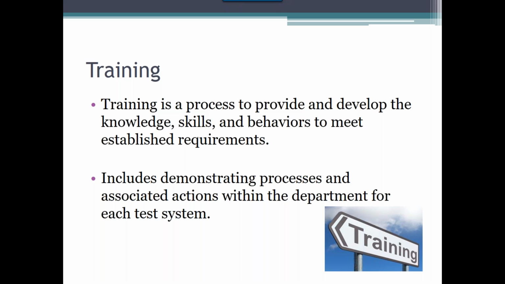A solid training program is the first step in the successful onboarding of new employees. Training is the process we use to demonstrate all tasks and responsibilities within the department. Training should be approached by each defined test system. This helps the new employee to organize the expectations that you will have of them within the department.